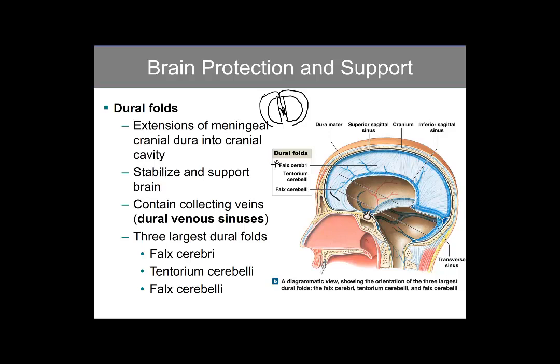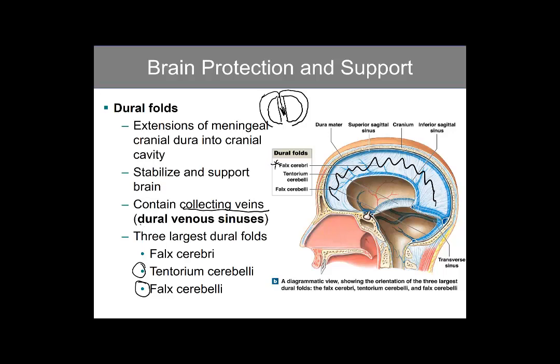This layer of tissue follows down into that longitudinal fissure that separates the left and right cerebral hemispheres. There are 2 other folds that are noted down here, the tentorium cerebelli and the falx cerebelli. And the role of these is to stabilize and support the brain. But it also allows for the collecting veins to be distributed or carried deep within the neural tissue.